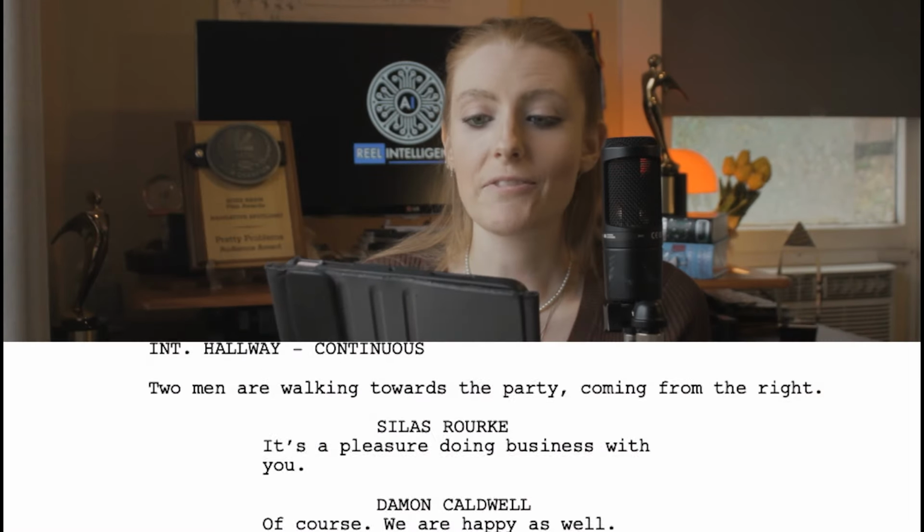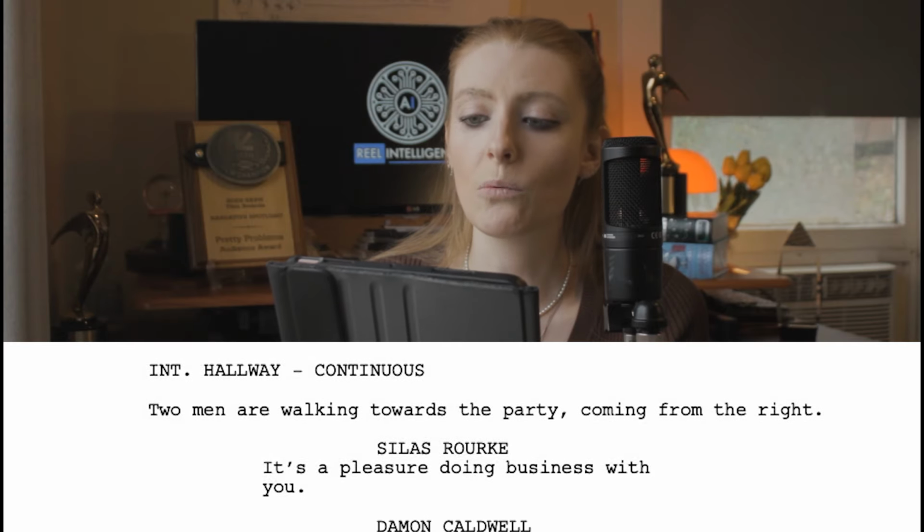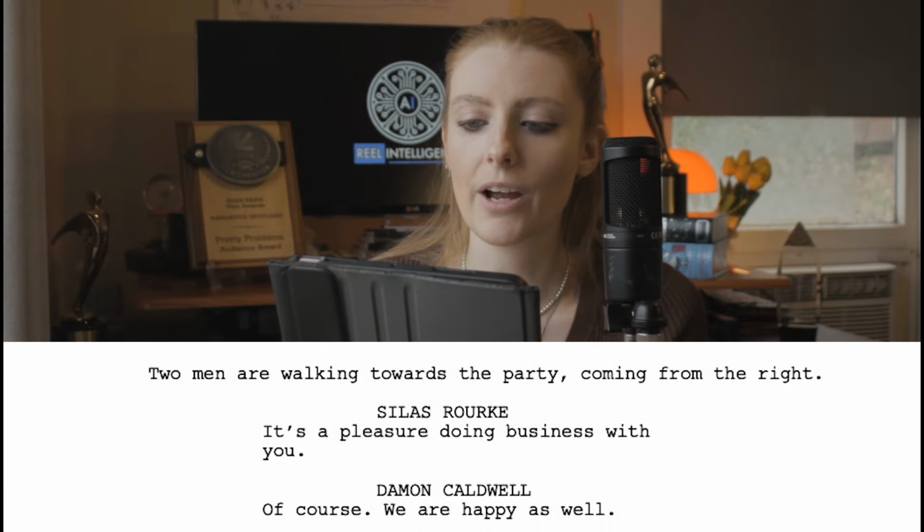So there's not really much more to it. I don't need to make sure the background's moving. I don't need to make sure anything else is happening. It's just two people talking to each other. We left off outside the closet, they hear. Hallway. Continuous. Two men are walking towards the party, coming from the right.